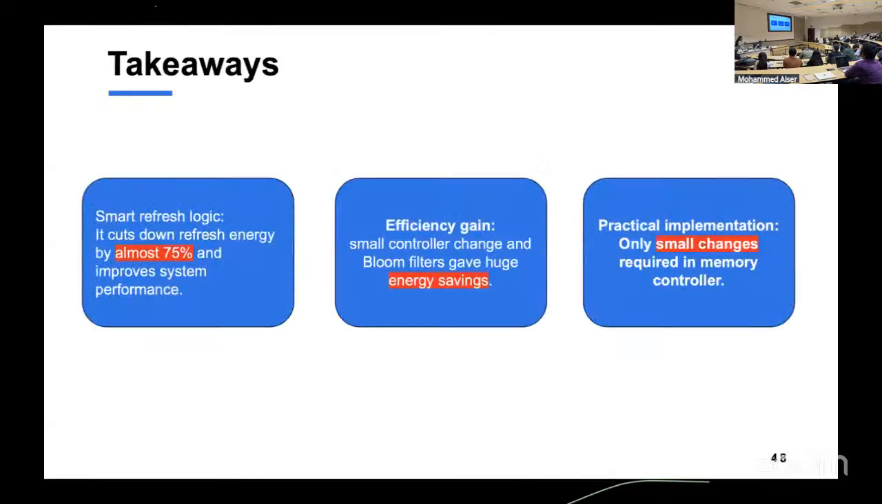The key takeaways are that RAIDR has reduced refreshes by 75%, and it saved a lot of energy and time as well. And it doesn't require many changes. It's only changing the memory controller, and that too only 1.25 KB.